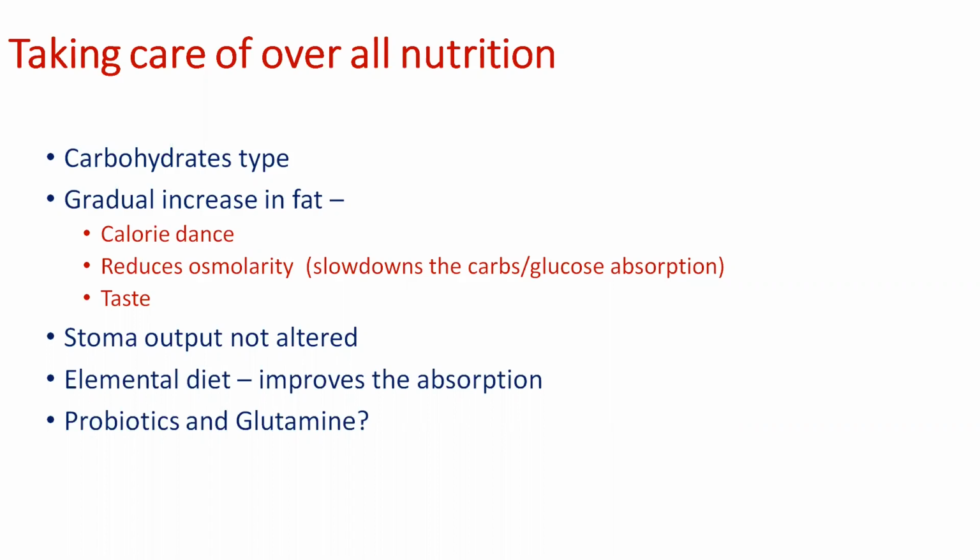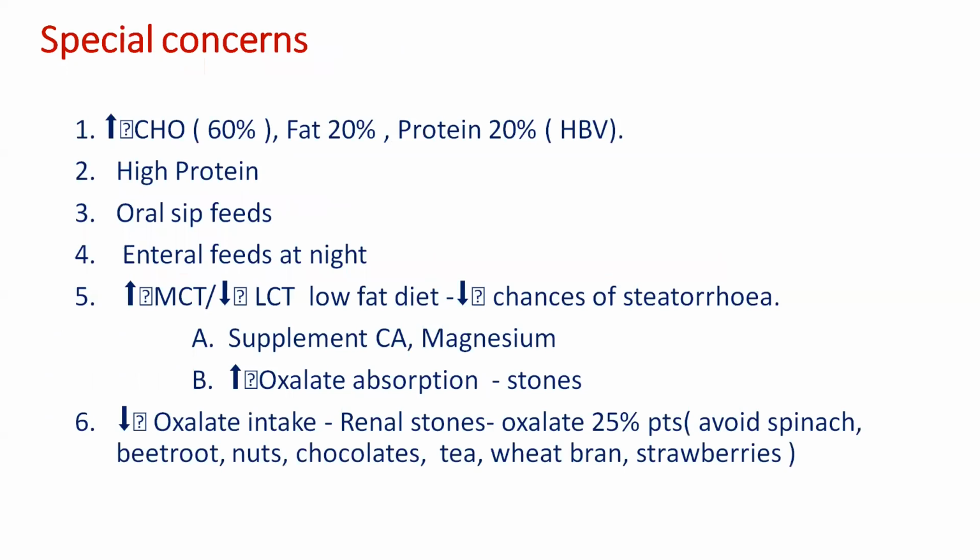Probiotic and glutamine can be added for a better outcome, and as an anti-inflammatory, we can ask the patient to take omega-3 and 6. Special concern, as usual, has been discussed: the ratio for total calories should not be less than 60% from carbohydrate, fat 20%, and protein 20 to 30%, depending on the serum albumin level, weight loss history and all this.